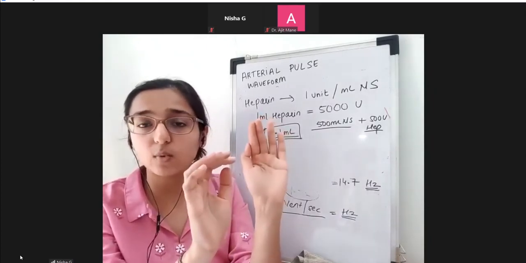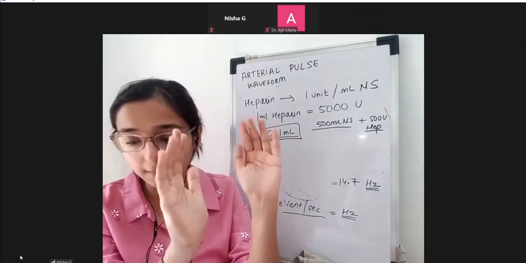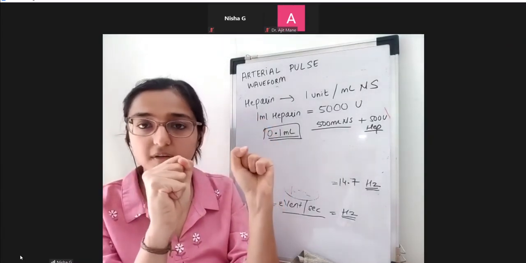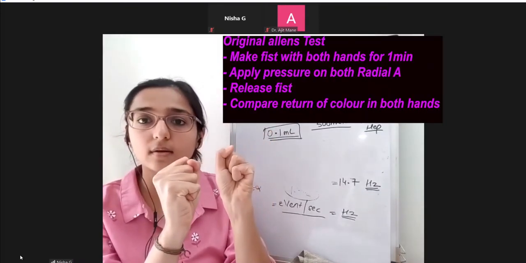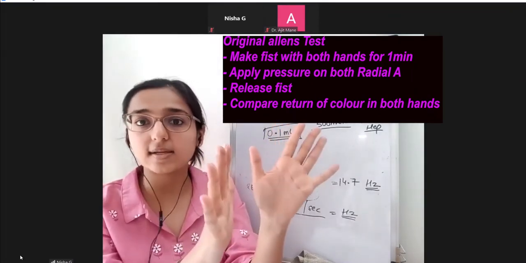In the original test, they took both the hands of the patient and asked the patient to make a fist. Then they pressed both radial arteries for 1 minute. Then you open the hand. If filling is happening, that means the ulnar artery is patent.